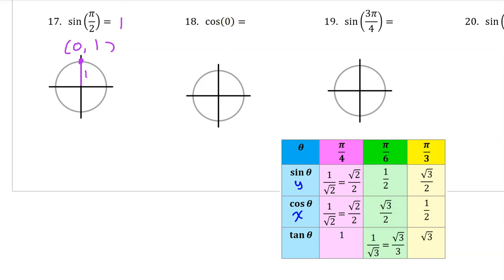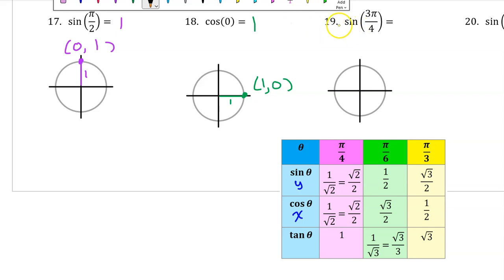Cosine of 0. Well, 0 is right here on the unit circle. We will use coordinates because we're right on the line, and the x value is 1. We are over 1 to the right. The y value is 0. On the unit circle, cosine is the x value. The x value is 1, so the cosine of 0 is 1.